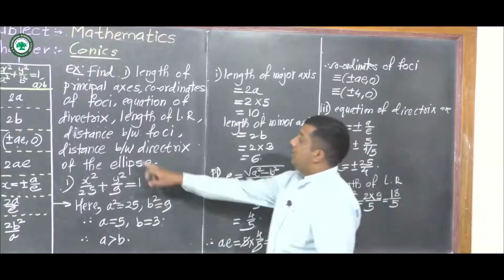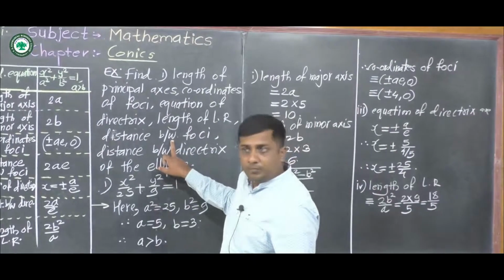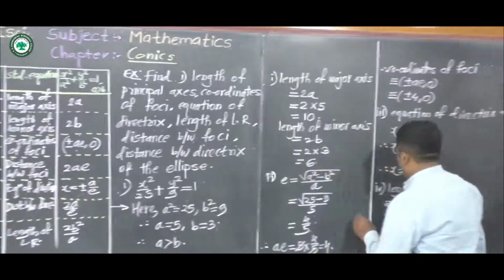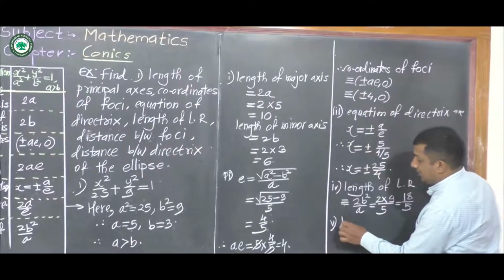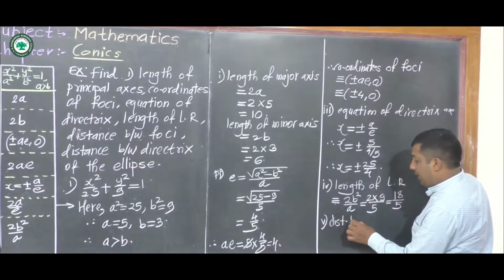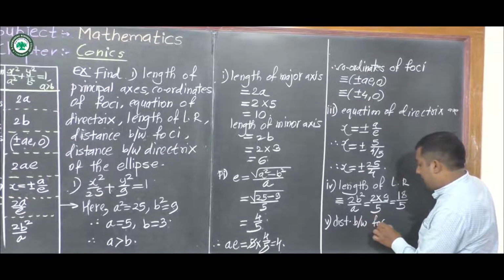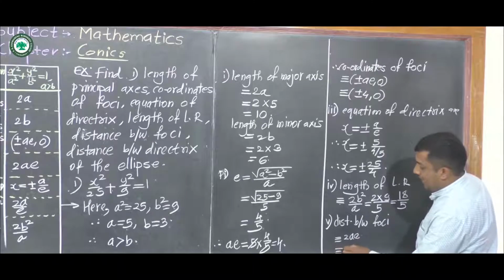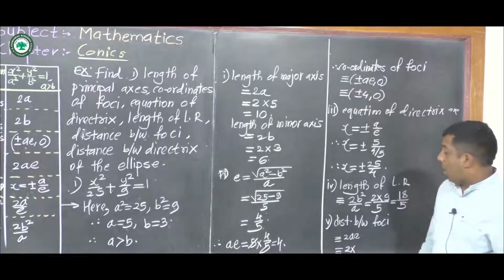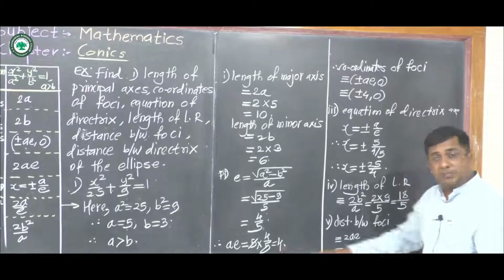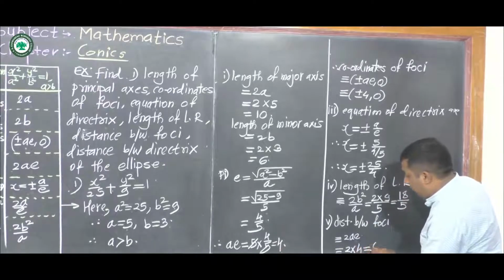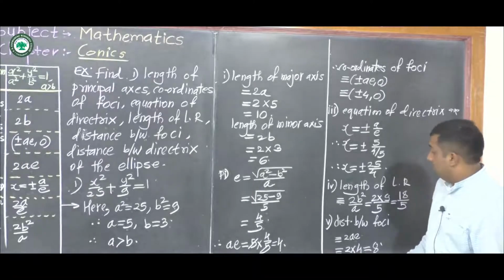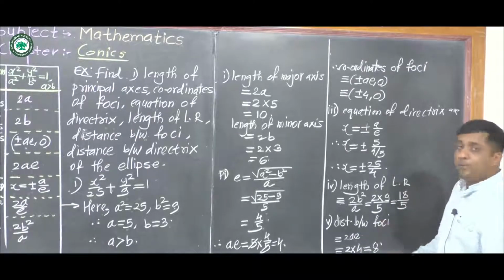Next, the distance between the foci. Here the distance between the foci is twice ae. So using this formula we find the distance. The distance between foci is equivalent to twice ae, which is 2 into ae. Here ae is 4 and 2 into 4 is 8. So we find the distance between the foci is 8.